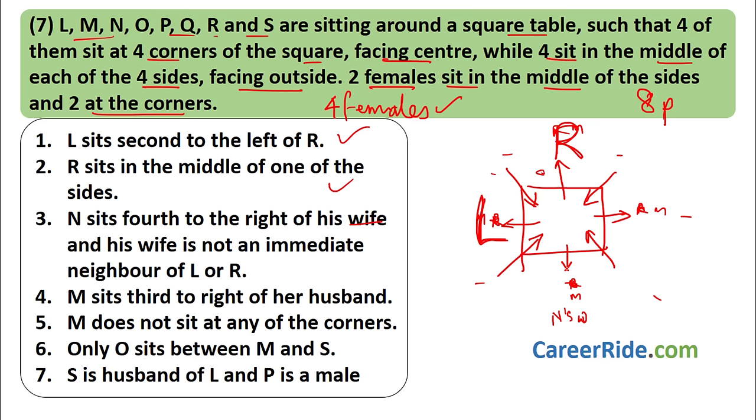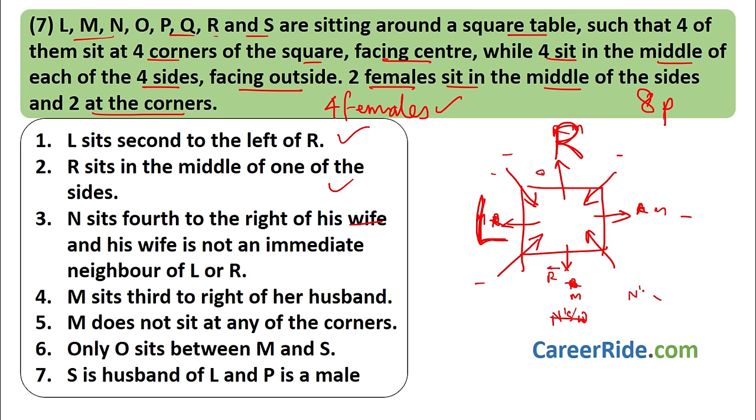Because wife is facing downwards towards south, this is the left side, so right will be over here. Please be careful. I made a mistake over here and counted this way. This is left because wife is facing downwards, right? So fourth right of N's wife would be 1, 2, 3 and 4, but already R is sitting over here, so N cannot take the place. So N's wife cannot be over here.